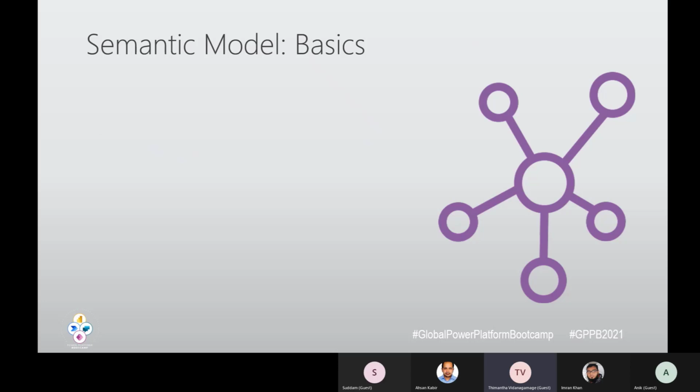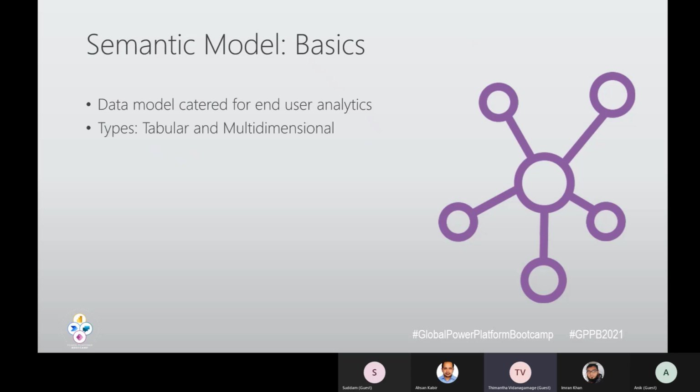Semantic model is one of the most appropriate things when you are building a Power BI report, when you are doing analytics. So a semantic model is a data model that is catering specifically for end users. End users are usually business users in an organization or a company. And there are two types of semantic models. You have tabular semantic models and you have multidimensional semantic models as well. Previously it was just multidimensional semantic models, and later on tabular semantic models came up. Tabular semantic models are a lot more compressed compared to multidimensional semantic models as well.